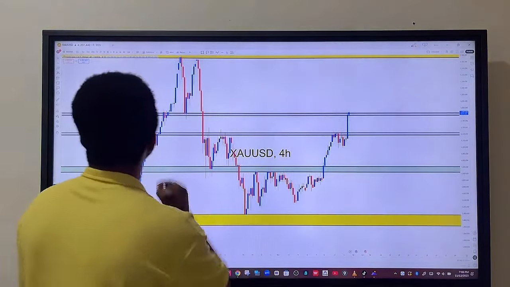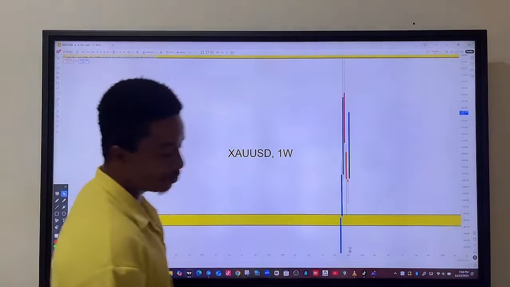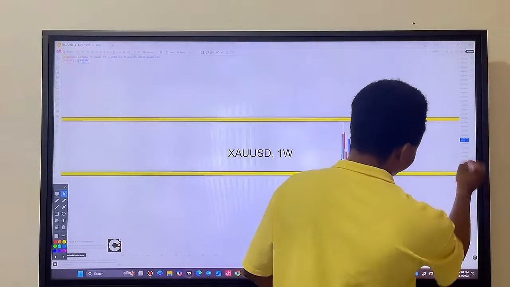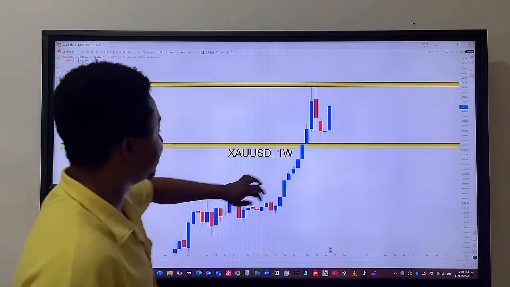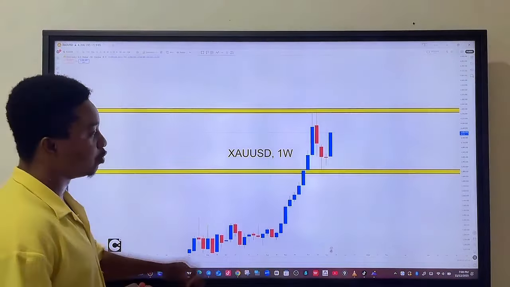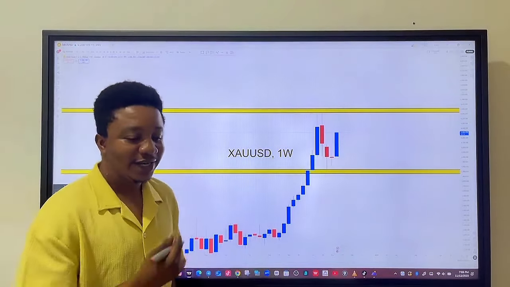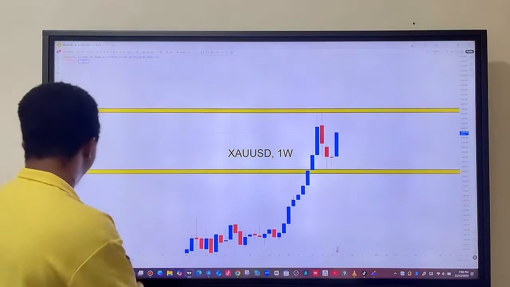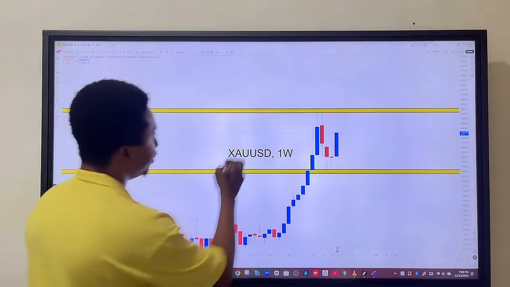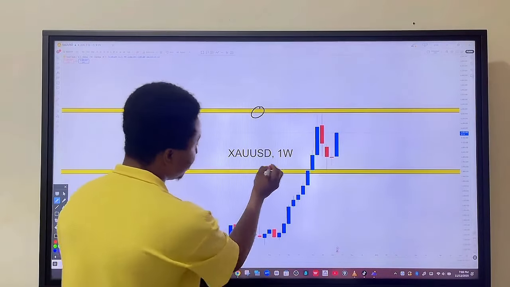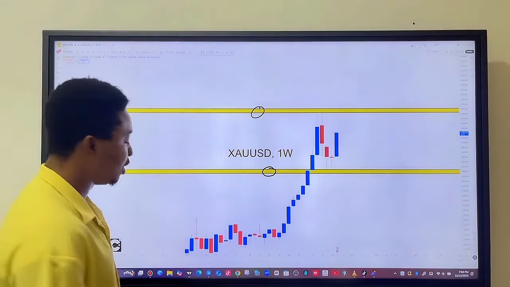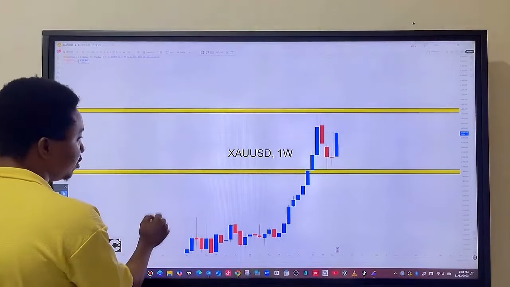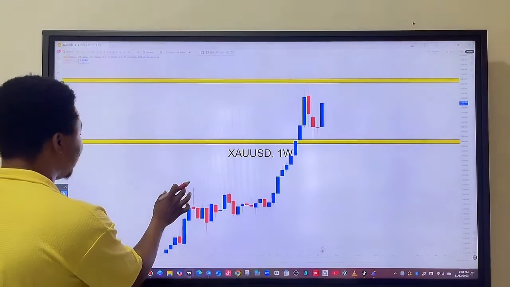Alright, so gold, let's start on the weekly time frame. This is the weekly time frame on gold. Let's take our time and break it down. On the weekly time frame of gold, we have the weekly upper zone and then the weekly lower zone. Where is price going on the weekly? According to the weekly, the overall direction is to the upside.